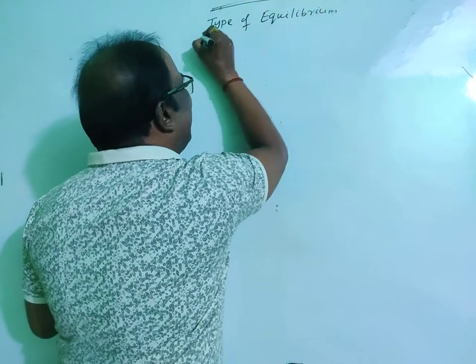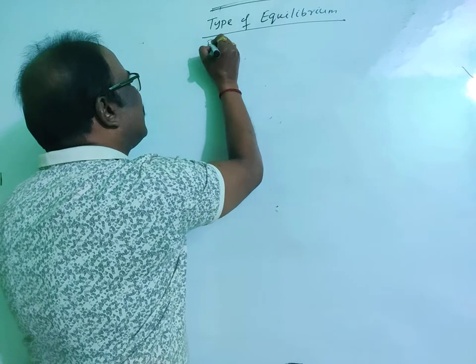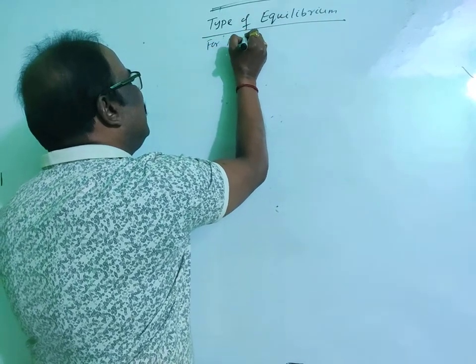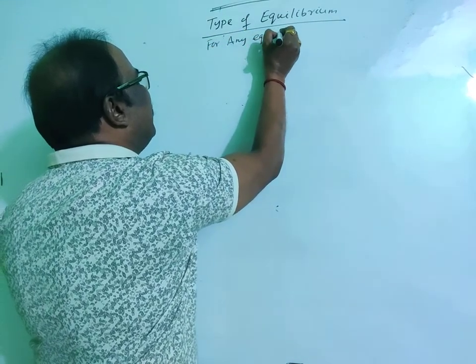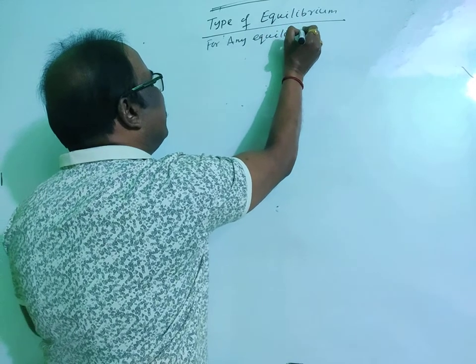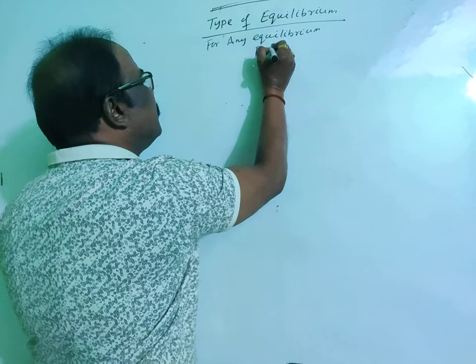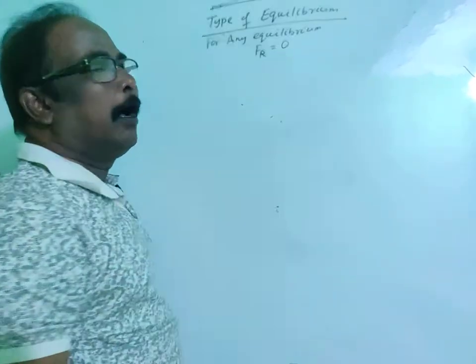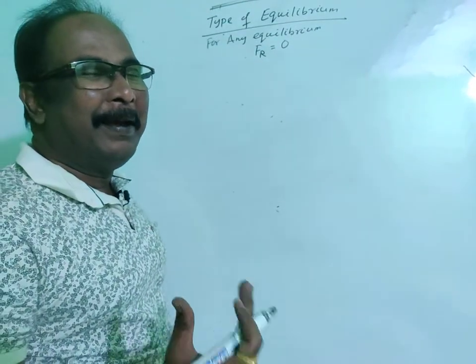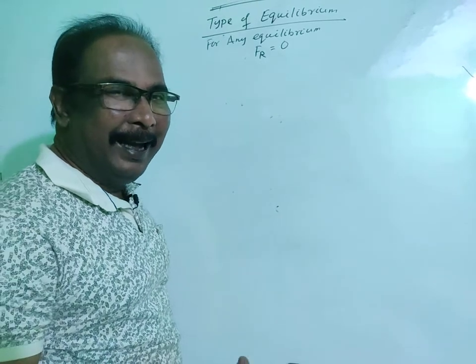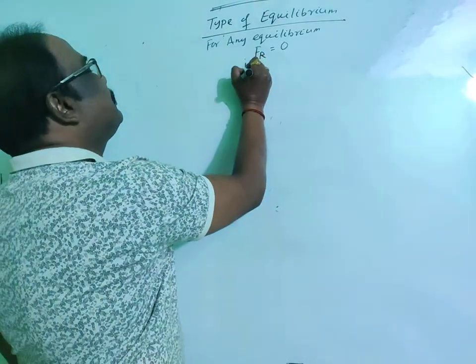See, for any type of equilibrium, the net force or resultant force acting on a particle or on a body is 0. Is it clear?